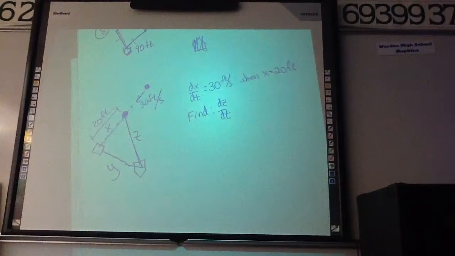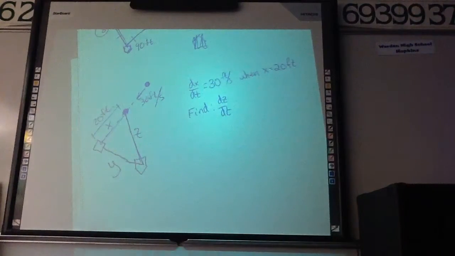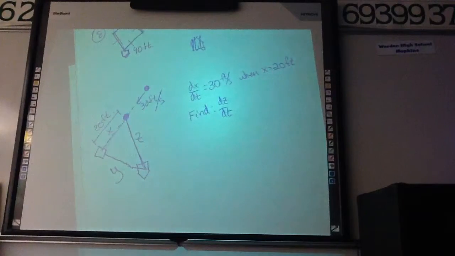So the only things we do not know are Z and dy/dt. Do we need y? Y is 90. Is y changing? No, because he hasn't come around third base yet. It's not going to change. So y is 90 and you don't need dy/dt.